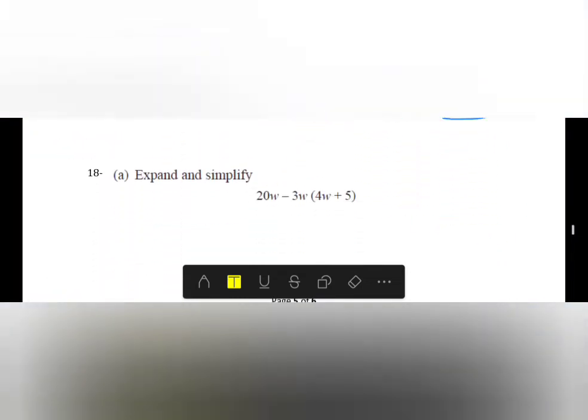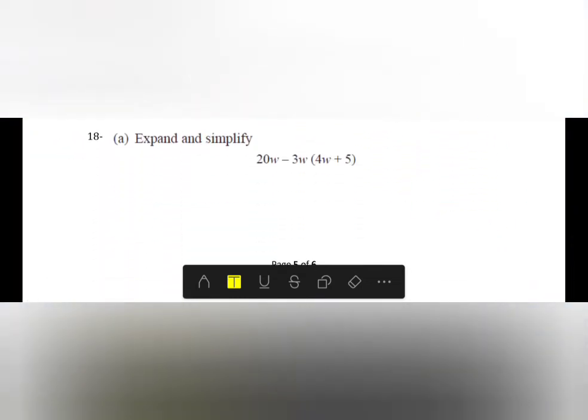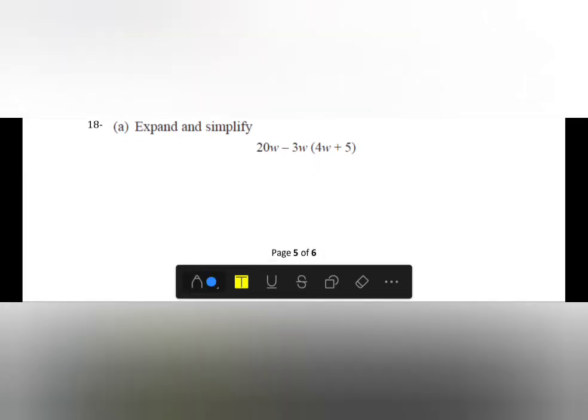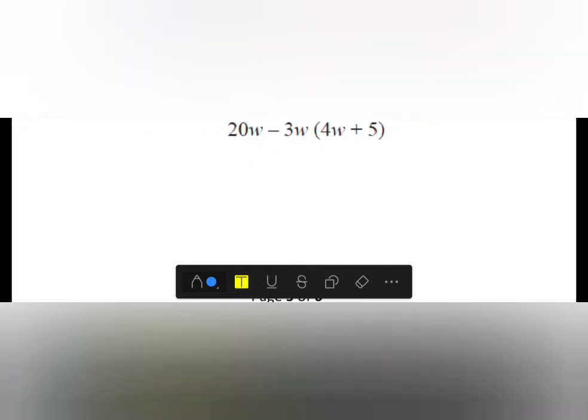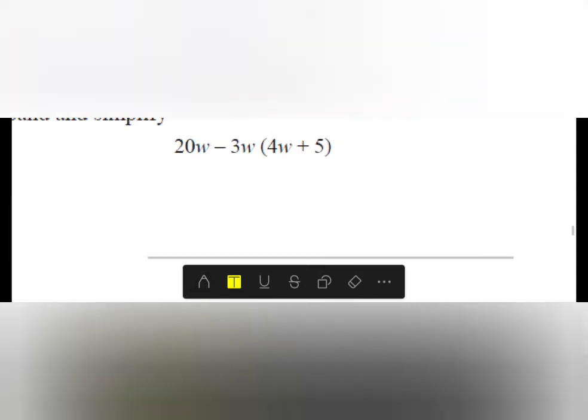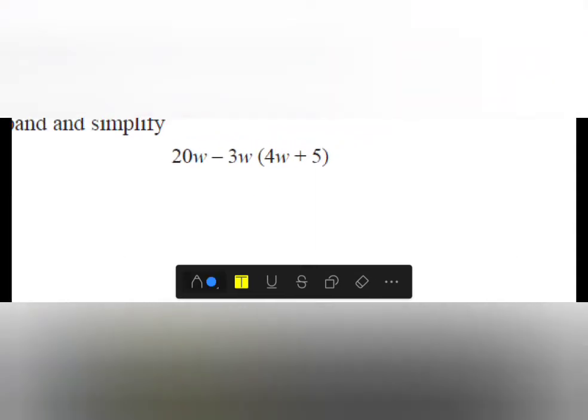Question 18. Expand and simplify. Now, as we see here, we have this expression. We're going to expand it and simplify it. First thing, we're going to expand. Now, to expand an expression like this, first, let's remove this. We take the negative 3w here, and we multiply it inside the bracket.